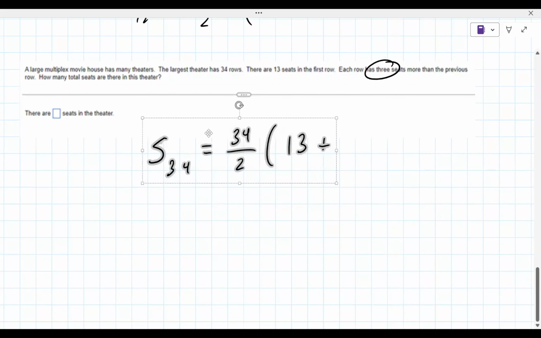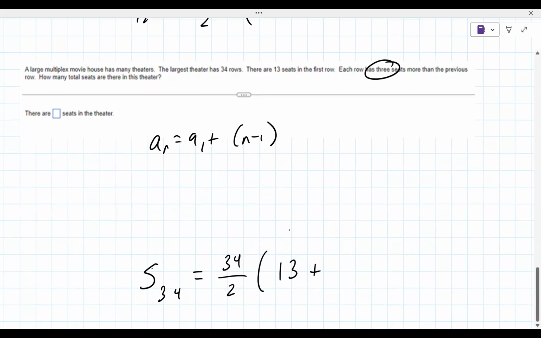Make sure we get that. So it's A_N equals A_1 plus N minus 1 times D. So it's 13 in the first, N is 34, and D is the 3 here. So go ahead and recalculate that. Okay. Wait, 1 second. Okay, I got 112. Okay, I agree.